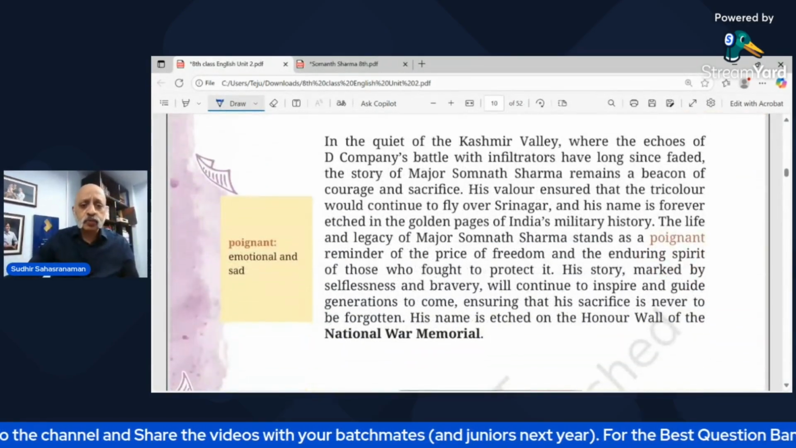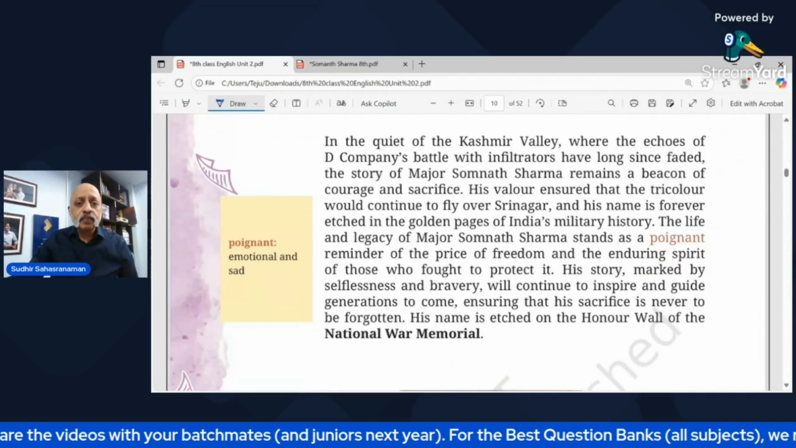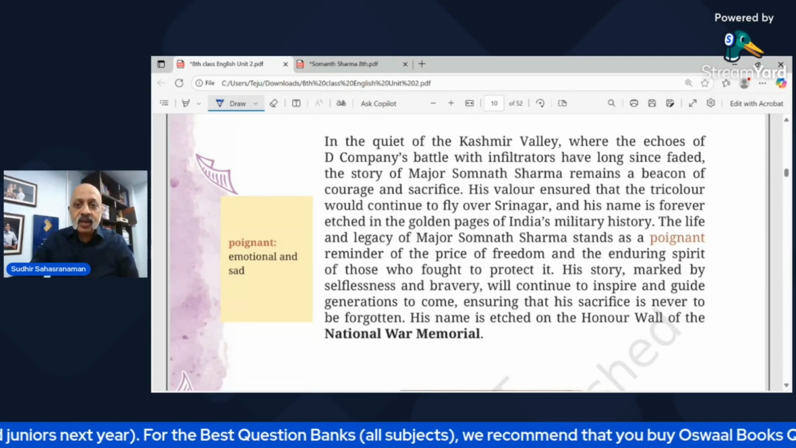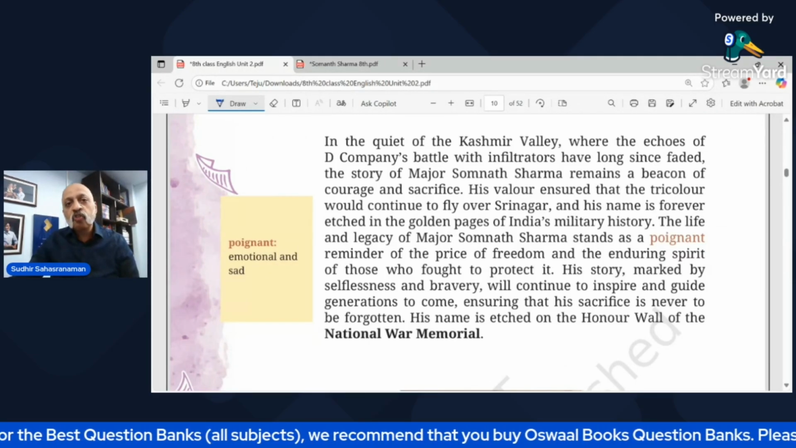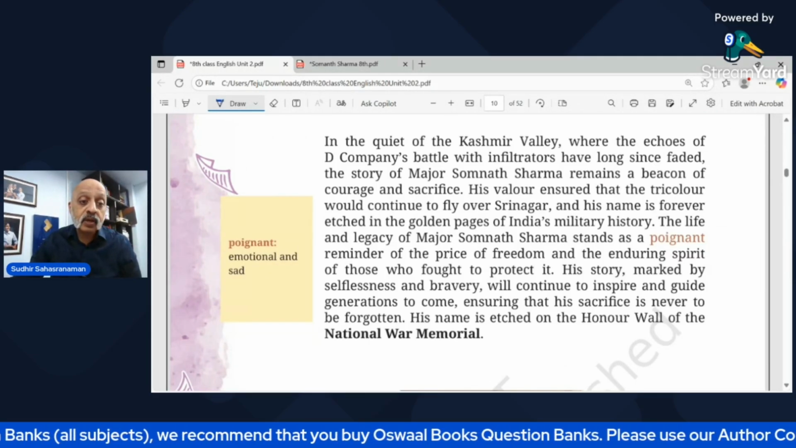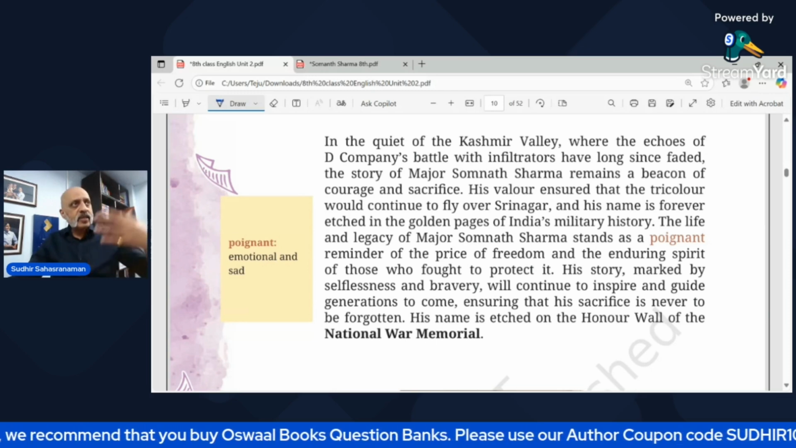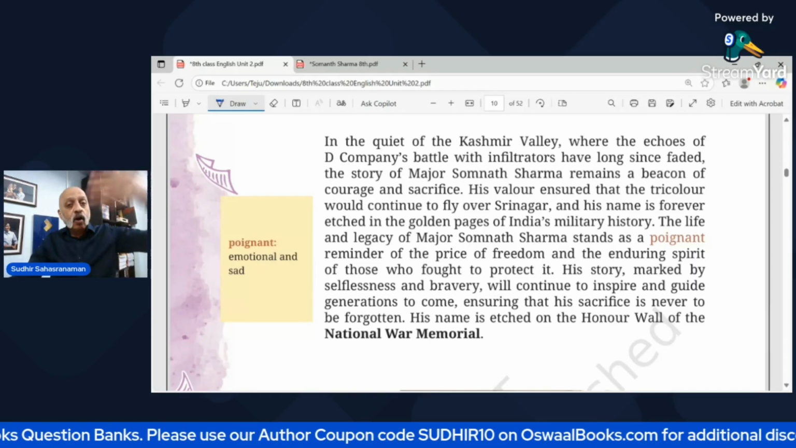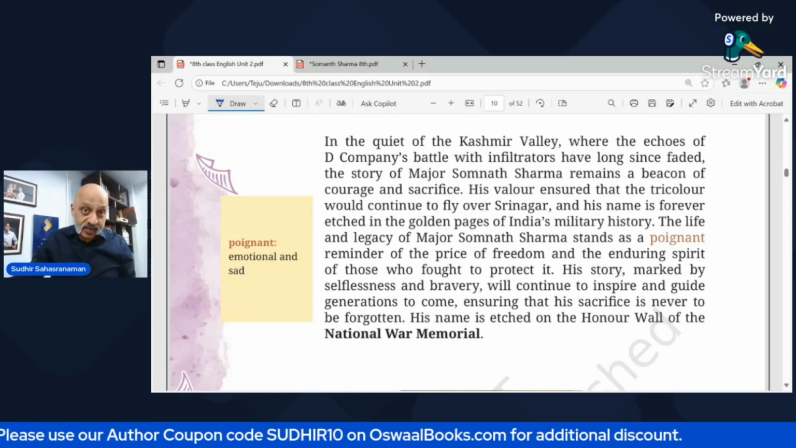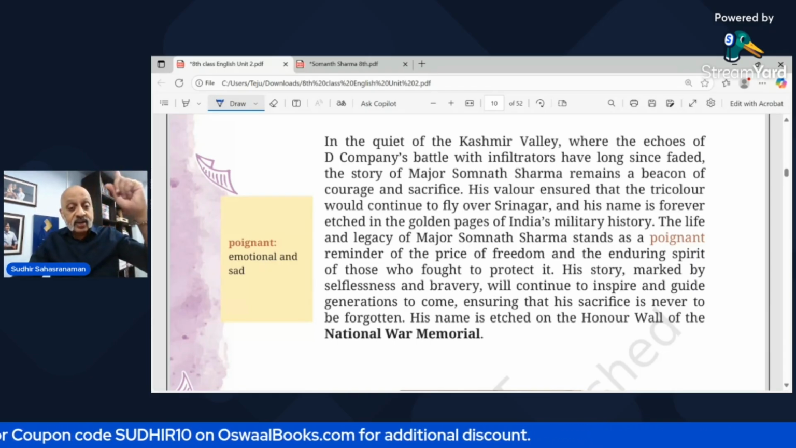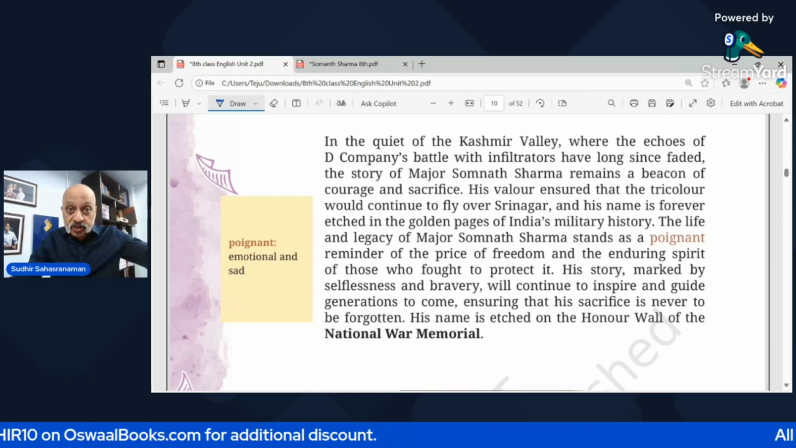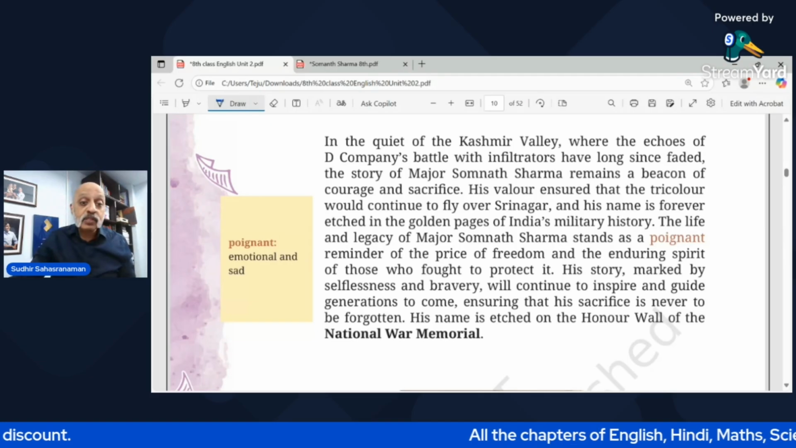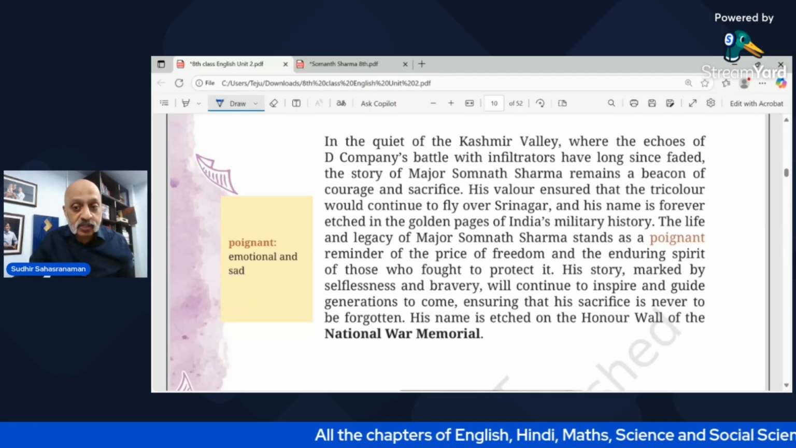In the quiet of the Kashmir Valley, where the echoes of the D Company's battle with the infiltrators, as I told you, people who come from outside illegally, have long since faded, the story of Major Somnath Sharma remains a beacon of courage and sacrifice. Beacons means it's like a lamp, a light of courage and sacrifice. It shows a light to everyone. His valor, that is his bravery, ensured that the tricolor, the Indian flag, will continue to fly over Srinagar. Otherwise, that day, the Pakistanis could have taken over Srinagar. And his name is forever etched in the golden pages of India's military history.